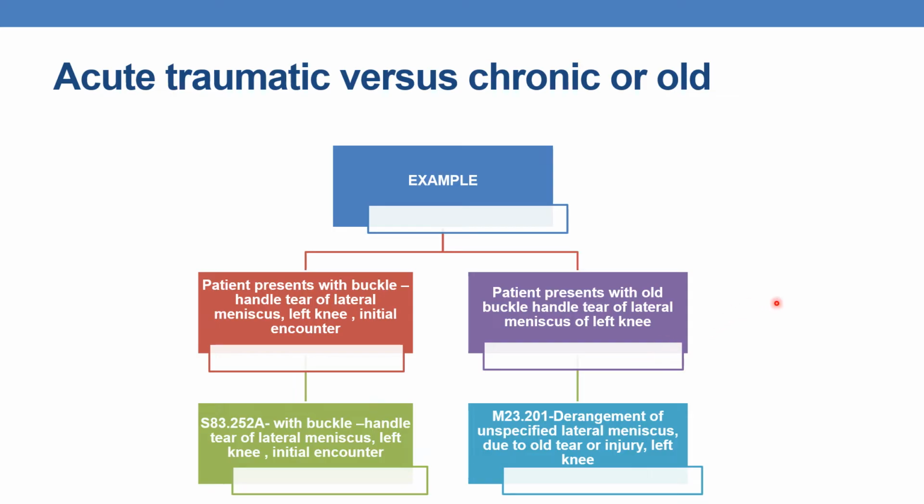Second example, patient presents with old buccal handle tear of lateral meniscus of left knee. This we can find in chapter 13. So the appropriate code is M23.201. Derangement of unspecified lateral meniscus due to old tear or injury left knee. If you see the tabular list of this particular code, you can find under it old buccal handle tear of lateral meniscus.